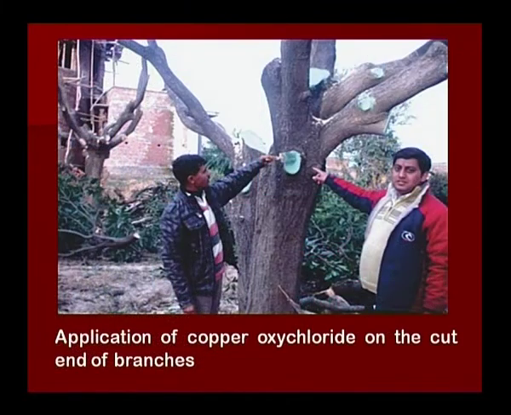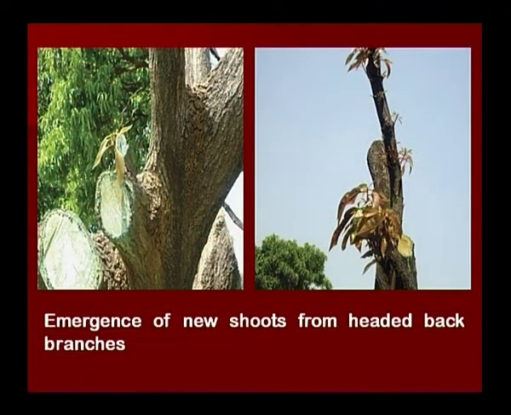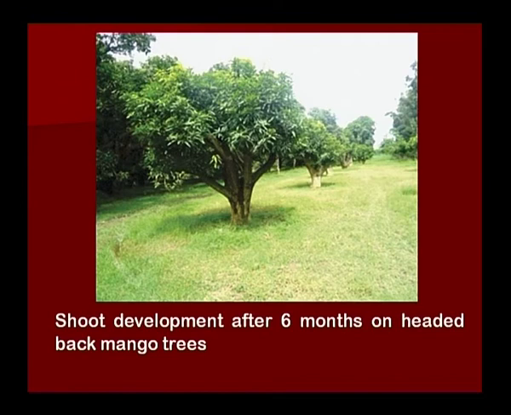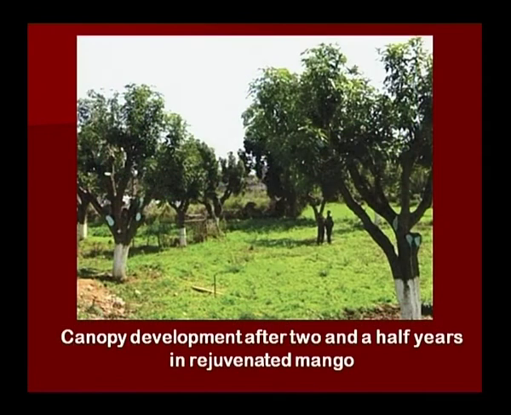This slide shows the application of copper oxychloride on the cut end of branches where the person is indicating. This shows the emergence of new shoots from the headed back branches. This slide shows the shoot development after 6 months on a headed back mango tree. This slide shows the canopy development after 2.5 years in rejuvenated mango.